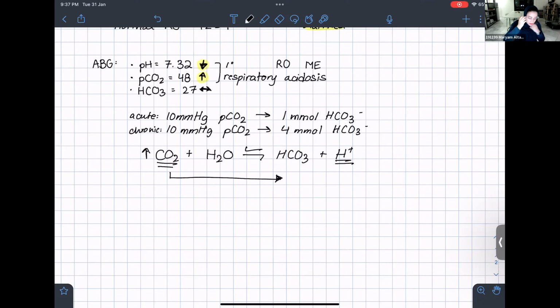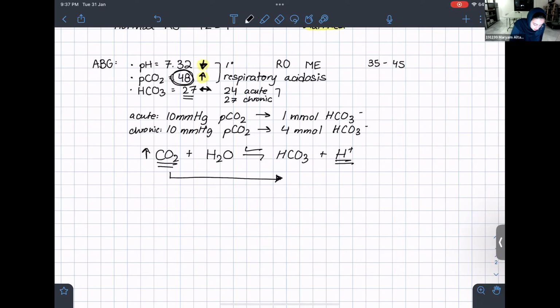So our PCO2 increased to 48. We know our normal range is around 35 to 45. Because it increased, supposedly the amount of increase of the bicarb should be around 1 millimole. Again, it differs because of the normal range, but usually in acute compensation it's going to be around 24, and in chronic compensation it's going to be around 27.